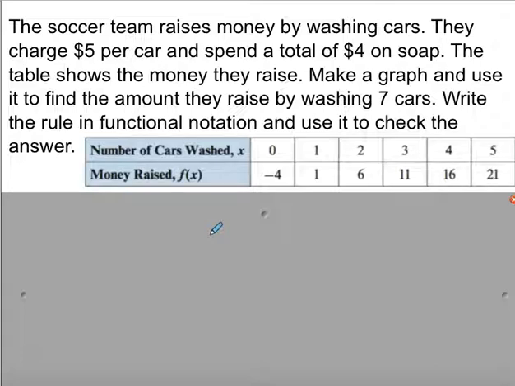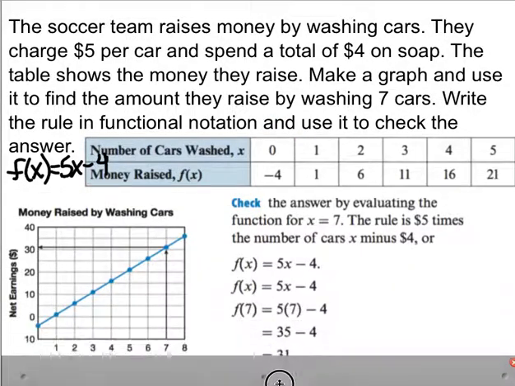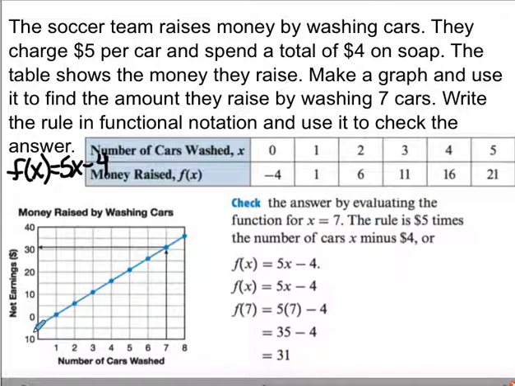So, what we would say is, if they charge $5 a car, that means that they're getting $5 a car, but they already spent $4 on soap. So we would have to say something like f of x, our function on x, is 5x, so $5 per car minus that $4 we spent on soap. And we can see our table of values there and how that works if we have 1 car all the way up to 5 cars. Okay, so you can see our function and our linear equation here that we can plug our different values into and plot on our graph.